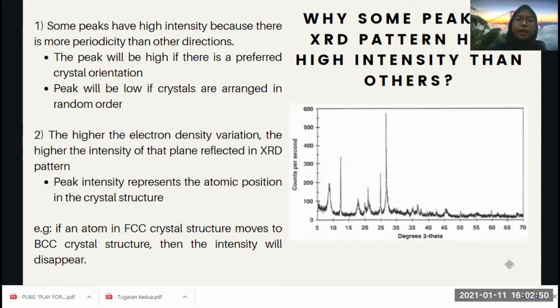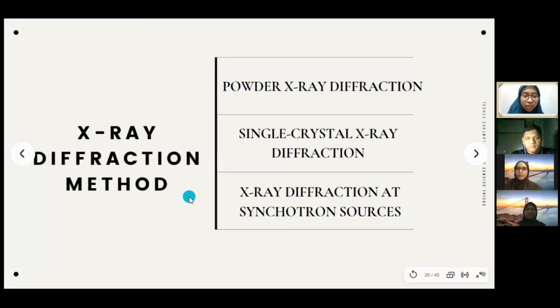Second, the higher the electron density variation, the higher the intensity of the plane reflected in the X-ray diffraction pattern. Peak intensity represents the atomic position in the crystal structure. For example, if an atom in a face-centered cubic crystal structure moves to a body-centered cubic crystal structure, then the intensity will disappear.